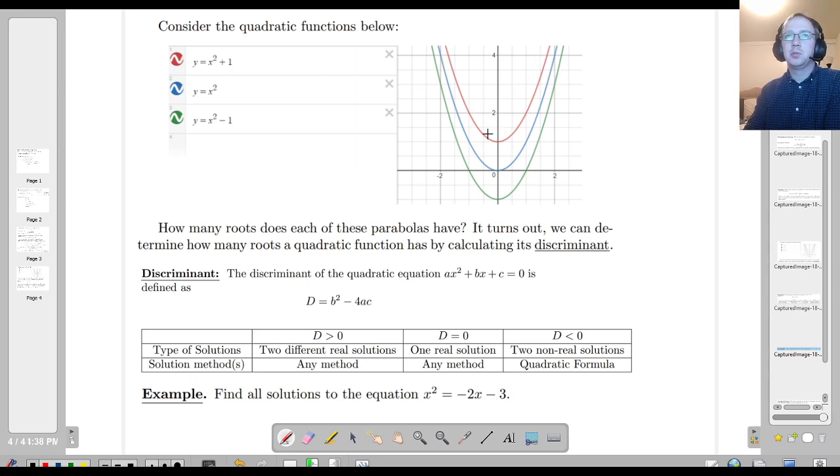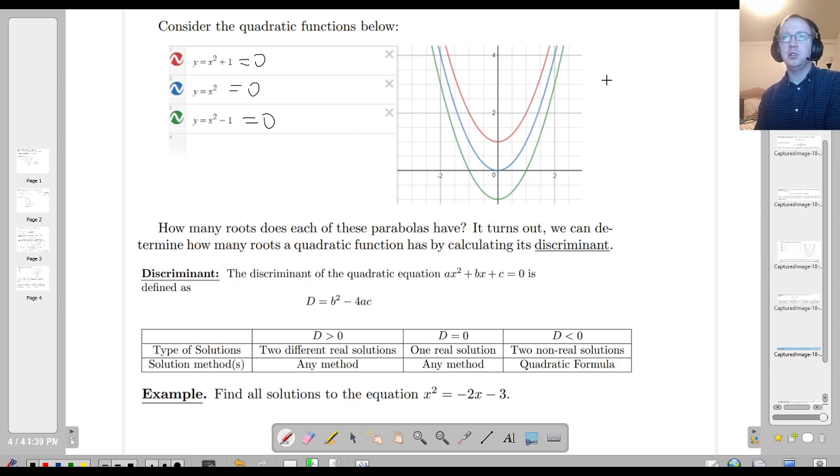In red we have x squared plus 1, in blue we've got x squared, and in green we've got x squared minus 1. And the question would be, how many roots does each of these parabolas have? Or in other words, if I set them equal to 0, how many solutions would I expect? Okay, so for the red one, it never hits the x-axis, so there's no roots. The blue one hits it once, so there's one root. And the green one hits it twice, so there's two roots. So those are pretty much our three possibilities. You're either going to have 0 solutions for a quadratic equation, 1, or 2.